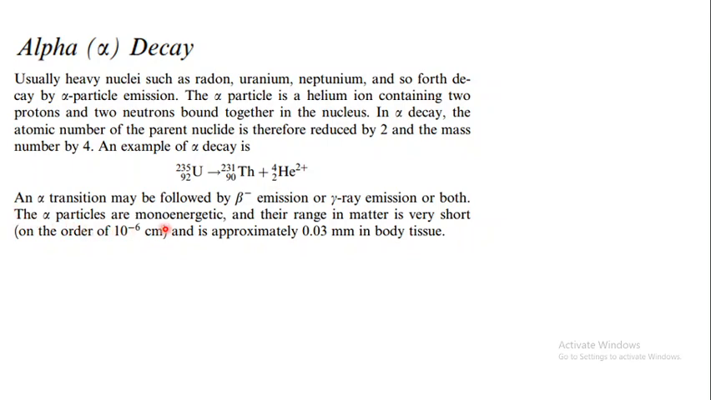The alpha particles are monoenergetic and their range in matter is very short, on the order of 10 raised to minus 6 centimeter, and is approximately 0.03 millimeter in body tissues.